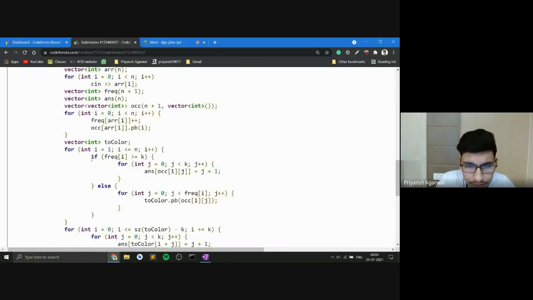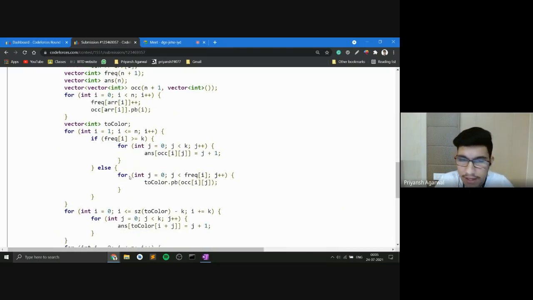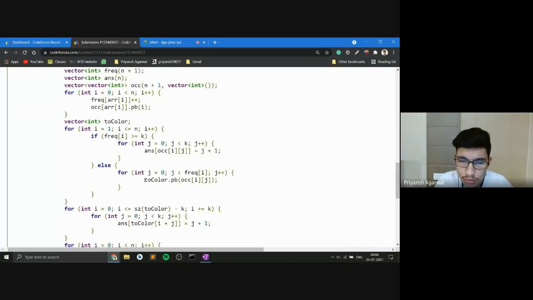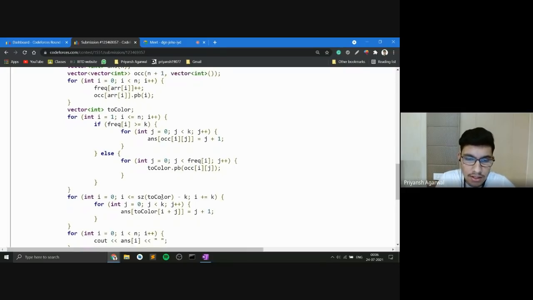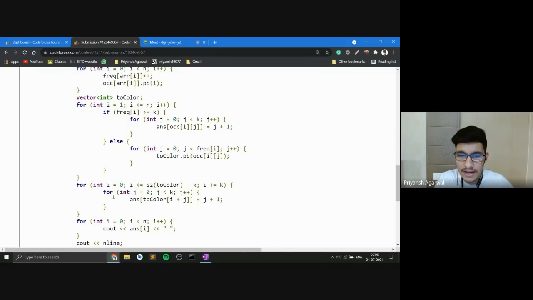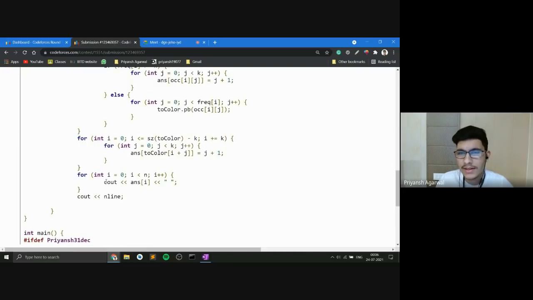Now if the frequency of any element is greater than k, then I can just color the first k of these elements and I can leave the rest of them. And if it is not greater than or equal to k, I can just push it inside one of the vectors. I have maintained a vector here which tells me how many extras I have, and I can just push this index into that vector. And after I have pushed all these indices, at the end I can just complete these segments of length k again and again till I can form them. Right? Is this clear to all of you?